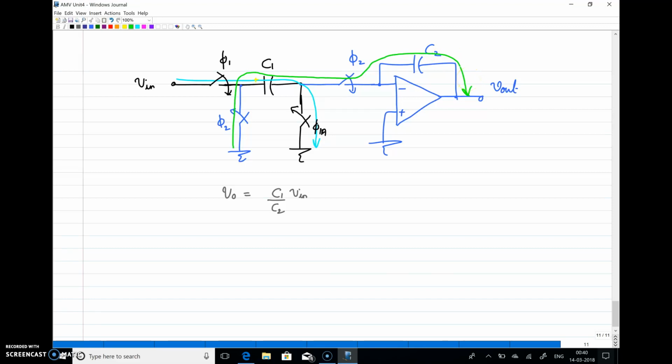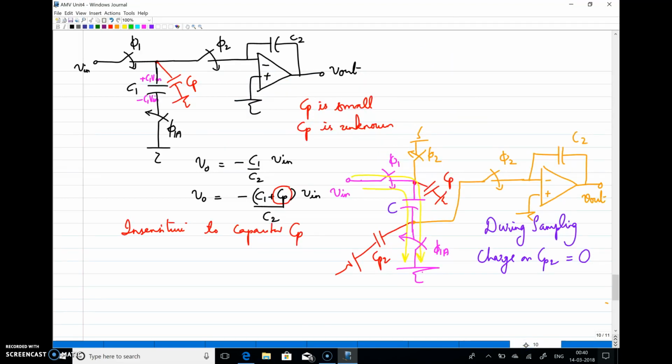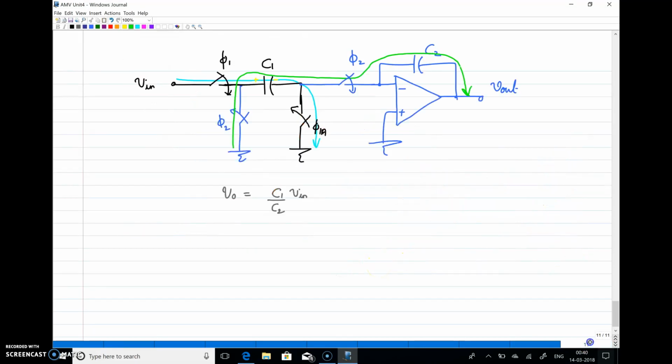In this circuit, all nodes have capacitors, but those capacitors are now not affecting the output signal. So this circuit is known as a parasitic insensitive switch capacitor integrator. Parasitic insensitive switch capacitor integrator.